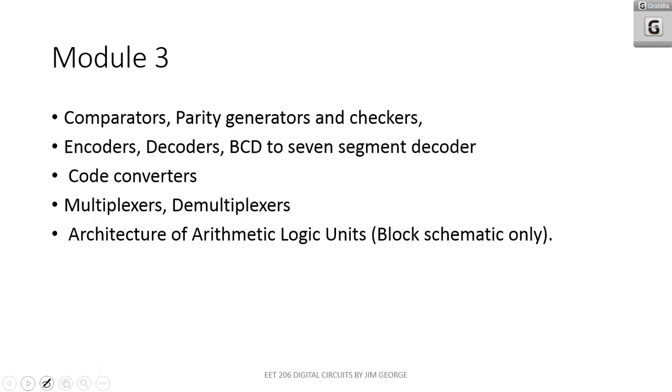Then module 3 is comparatively having fewer topics to study. What are comparators? What is parity generator and checker? A circuit for parity generator and checker. Encoders, decoders, and BCD to 7-segment decoder. Then code converters. That means how to convert Gray code to XS3 code, and how to develop the circuit for that.